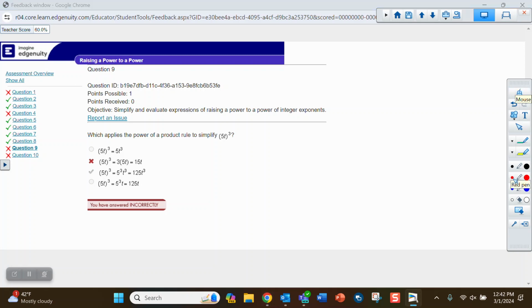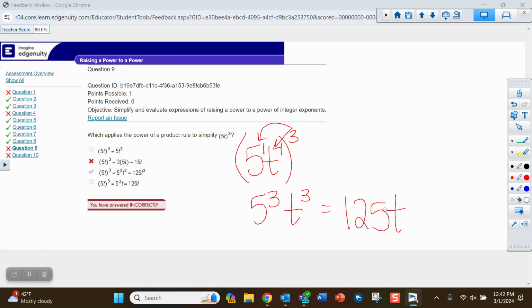Number 9, which applies the power of a product rule to simplify. So let's see, you're not doing 5 times 3, right? Everything inside of this, I'm going to write this a little bit bigger. Everything inside of here, all parts of this product are being cubed. So we're looking for a 5 cubed and then a t cubed. The exponent on the t right now is a 1, so 1 times 3 is 3. Same thing actually with this 5. The exponent on the 5 is a 1. We just don't write it. So 1 times 3 is 3. And then we go one step further, 125 t cubed.